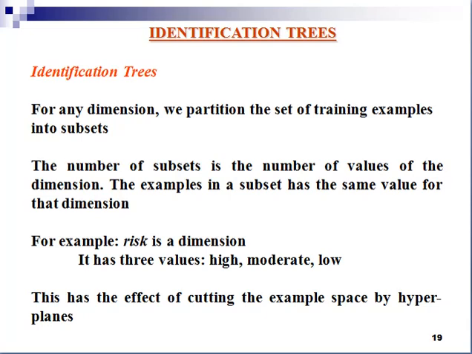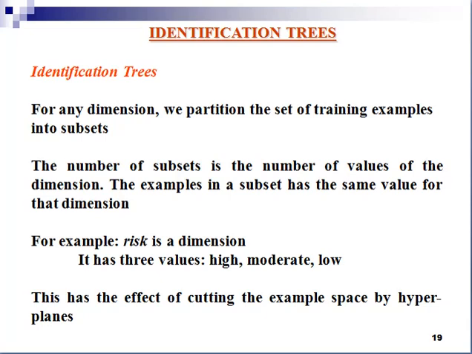Another way through which we can perform decision trees is with the help of average disorder. For any dimension, we partition the set of training examples into subsets. The target is to create a number of subsets from the whole set. The whole set consists of all the training examples. The number of subsets is the number of values of the dimension.